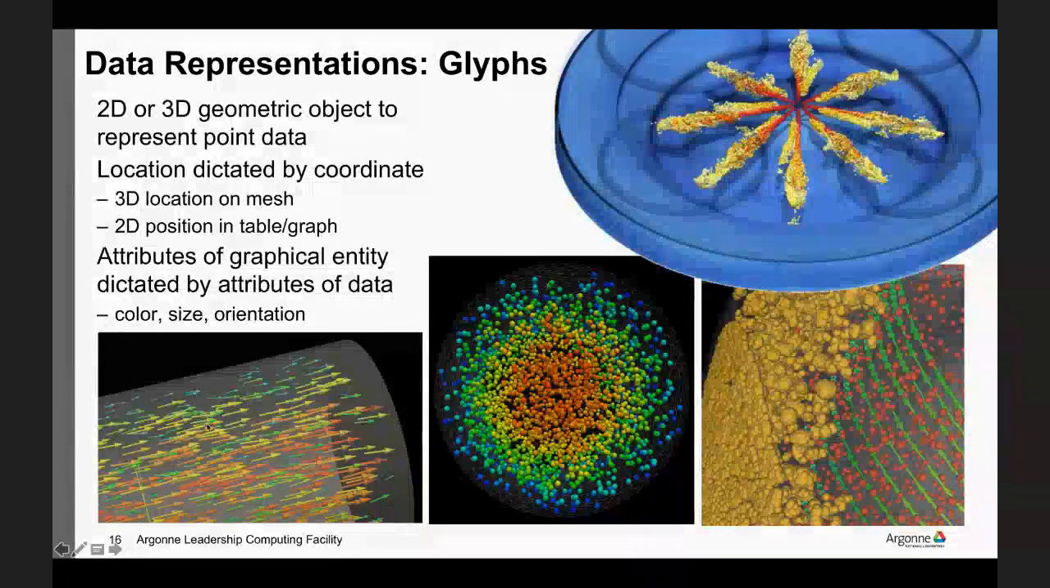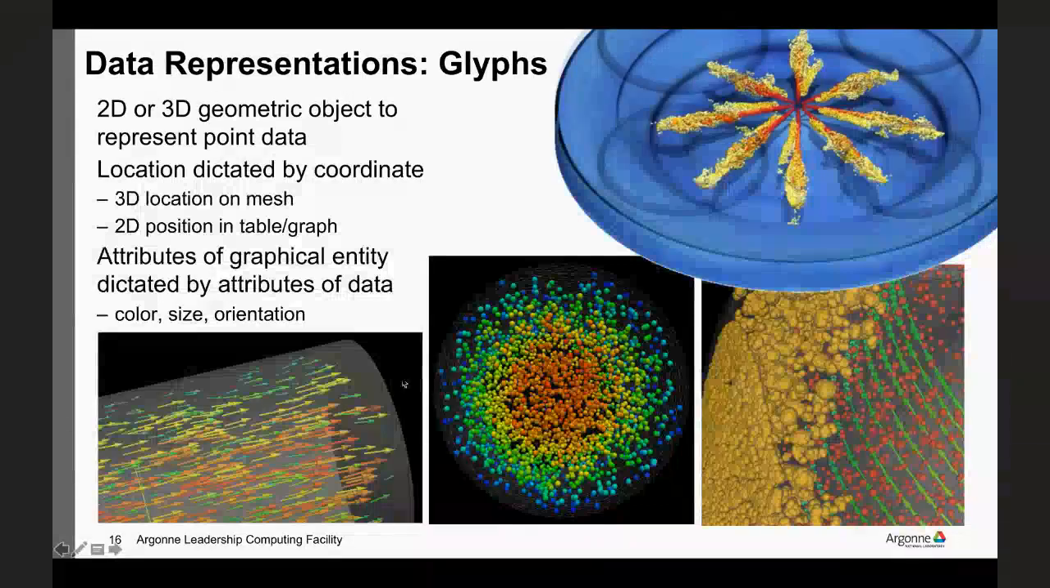Similarly, this is a different view of that same data set. In this case, we're using the direction of the velocity vector to dictate the orientation of these little arrow glyphs, as well as their scale.